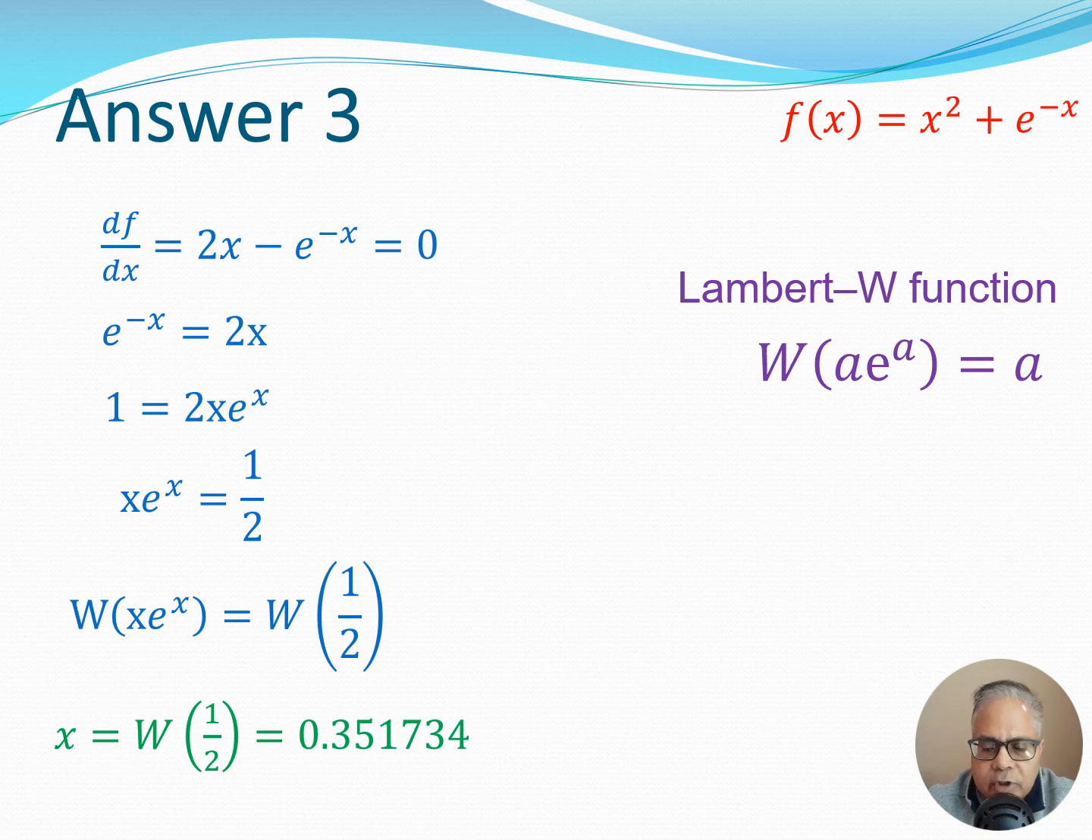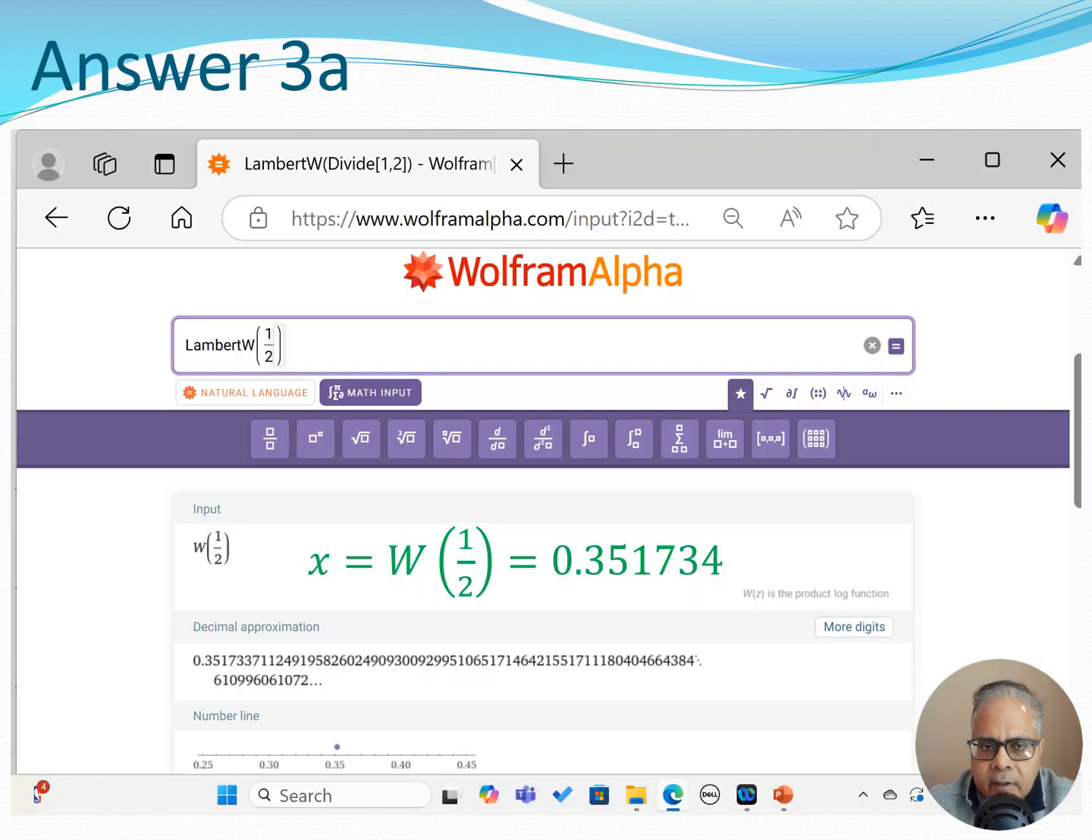Now how did I find this value? I'm going to show you this in the next slide. So I go to Wolfram Alpha. This is a website, a software package, or I should say an online system. And here if I type in Lambert W half, I get the value to a huge number of decimal places. Now I am not interested in all these decimal places, so I can take x is W of half is 0.351734, which are the first 6 digits after the decimal point of the Lambert W function value at half.